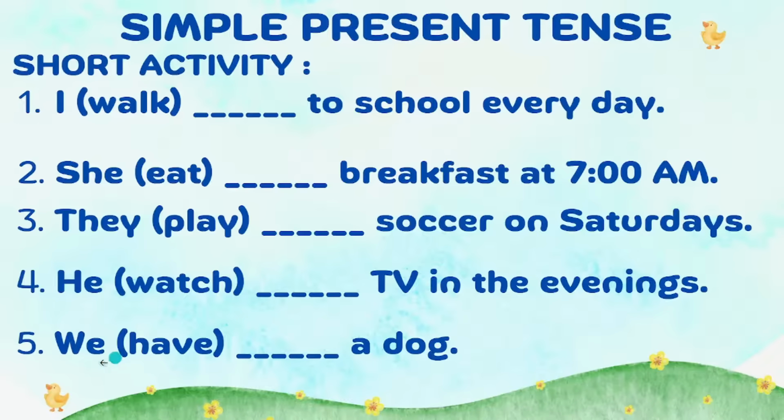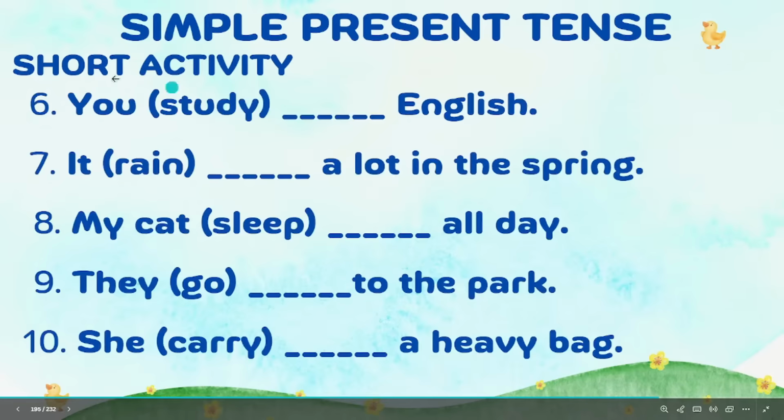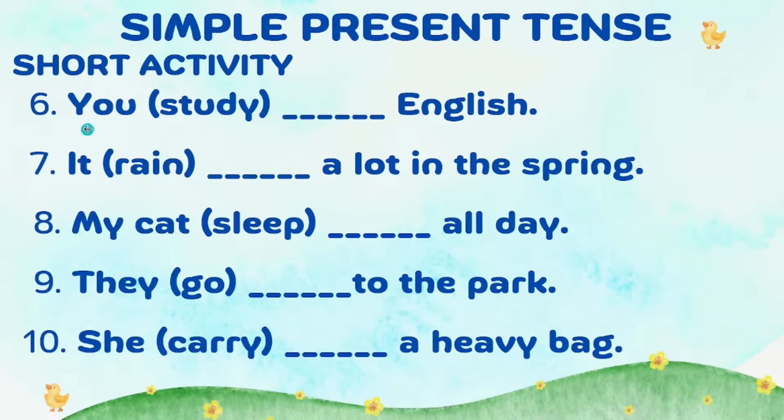Okay? And for number 5, we. Alright? Can you still recall the verb have? So if it is we have. We have a dog. Okay? Right. Now, for number 6, you. You study English. You will not do anything with the verb here. You will not add s, you will not add es. Okay? Because this is a regular verb. You study English. Okay? Alright.